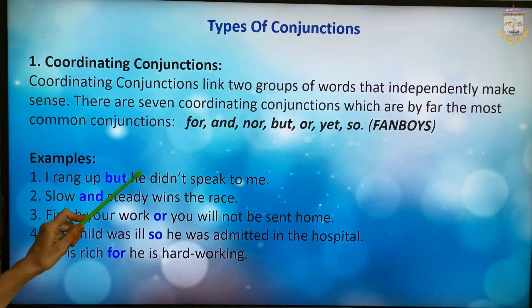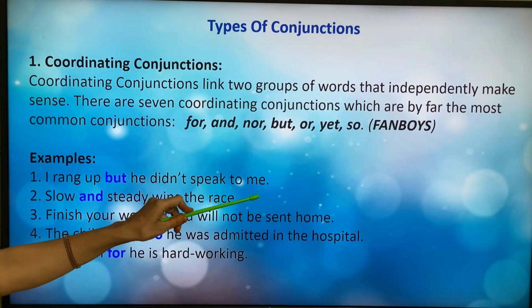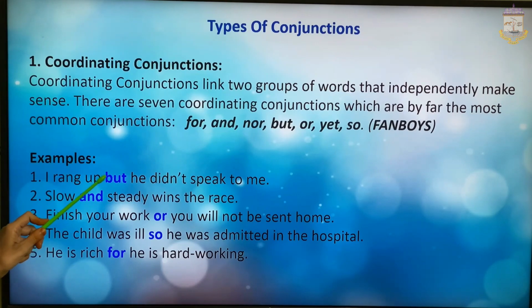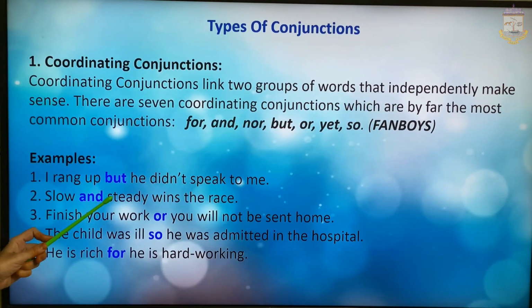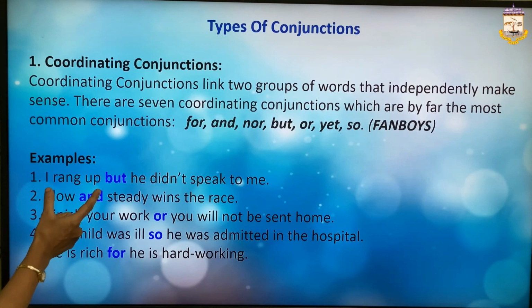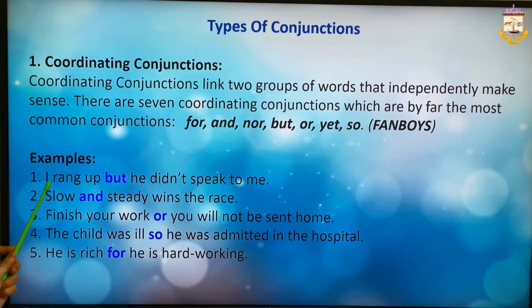Now let's see them in sentences. I rang up, but he didn't speak to me. See, coordinating conjunction but is used here. As I said, they are used to join or link words that independently make sense. See here, I rang up is one group of words or one sentence. Another sentence is he didn't speak to me. This sentence and this sentence contradict each other. There is a contrast. I rang up, but he didn't speak to me. So wherever there is a contrast, but is used.